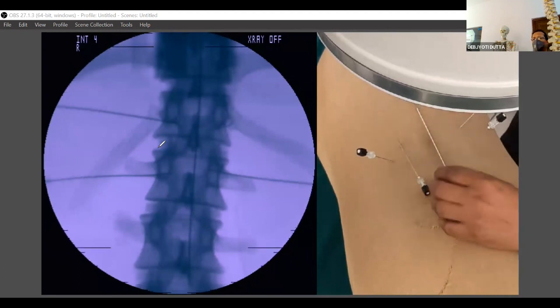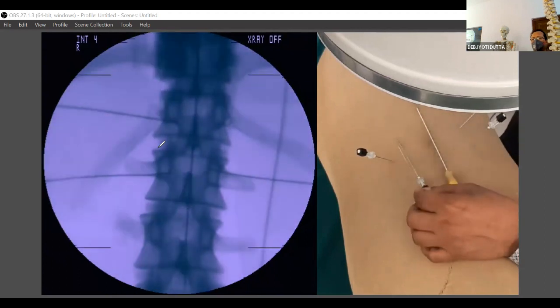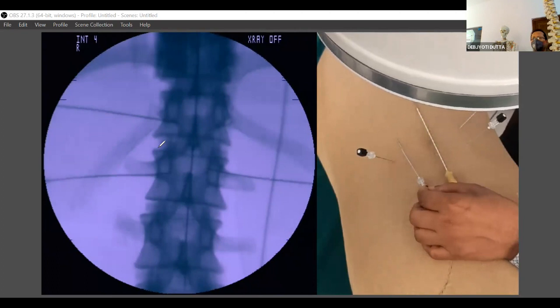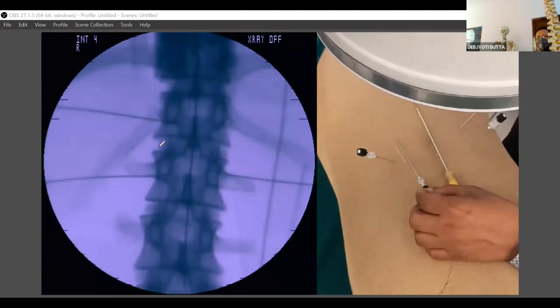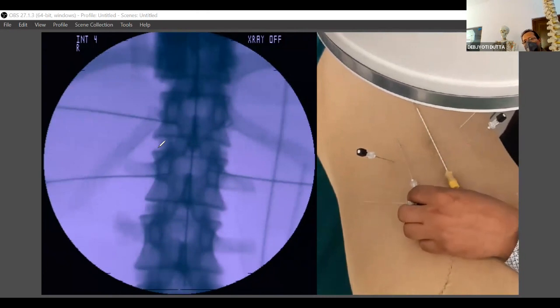So this is 4 centimeter from the midline. My needle entry point must not be beyond 4 centimeter. Why? Because at the level of the 12th rib, we have the pleura. So I must not puncture the pleura.